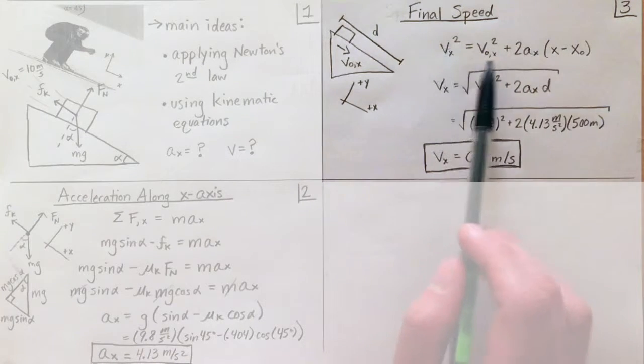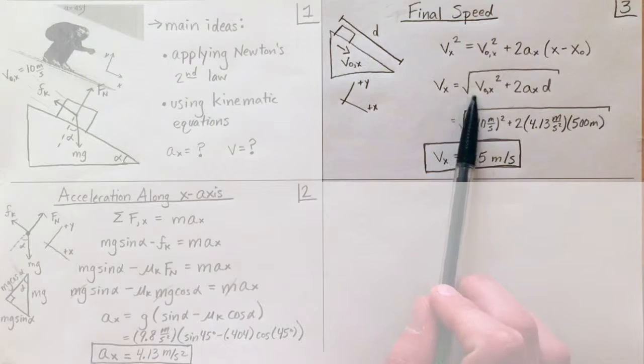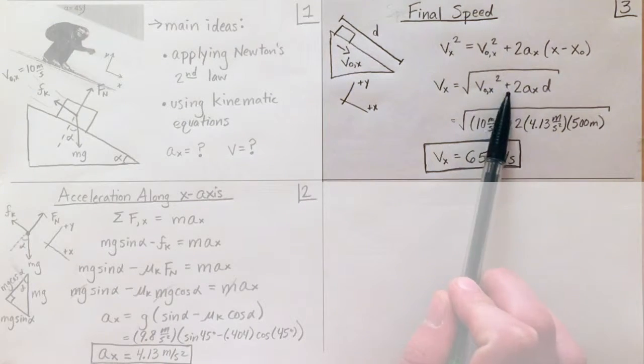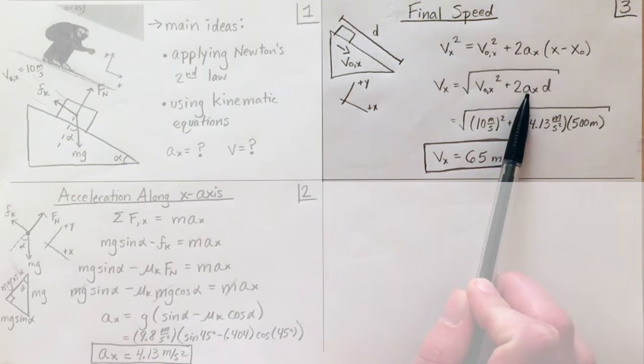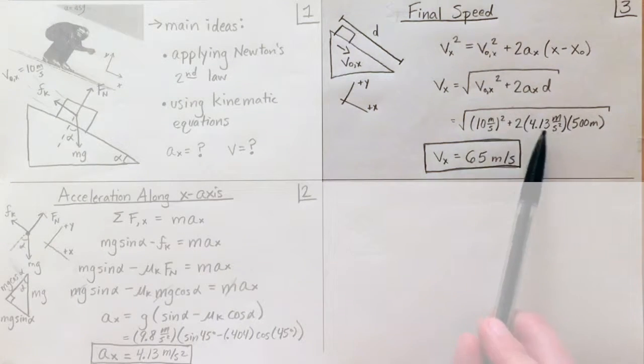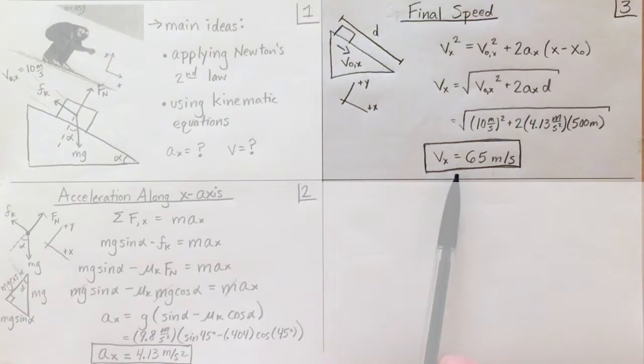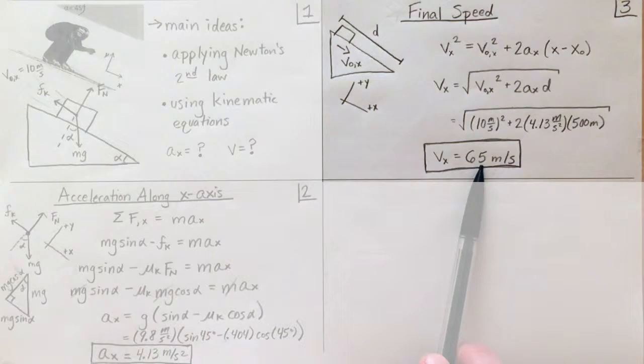We can then solve this equation by taking the square root to find that the final speed is equal to the square root of the initial speed squared plus 2 times the x acceleration, which we just found, times the length of the slope. Plugging in the numbers we just found and those given in the problem statement, we find that the speed of the skier at the bottom of the slope is 65 meters per second.